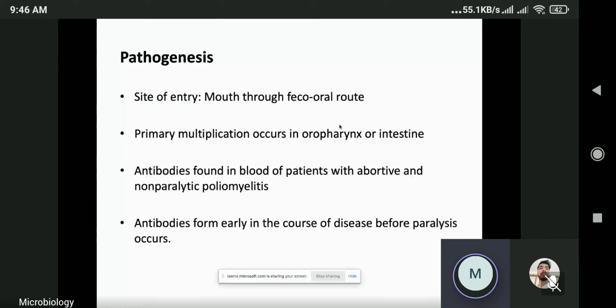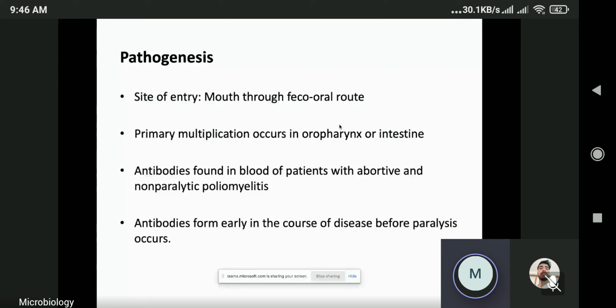And how does it progress? First, what happens? They multiply locally in the intestine and the oropharynx. They multiply locally, and antibodies found in blood are present with abortive and non-paralytic poliomyelitis. Okay, it means once they multiply in the GI, it doesn't mean they result in clinical poliomyelitis.